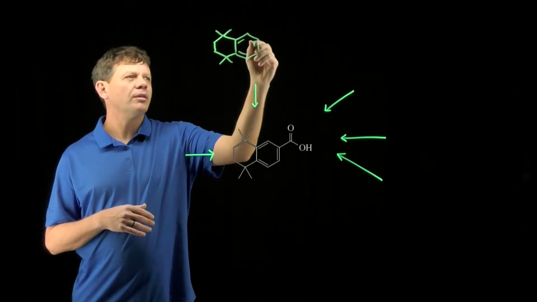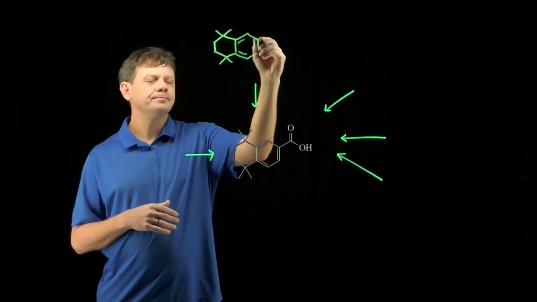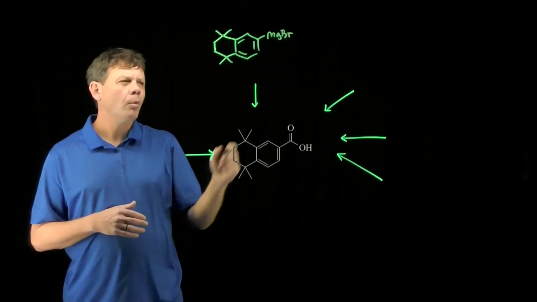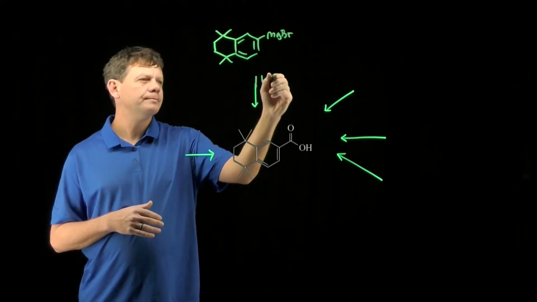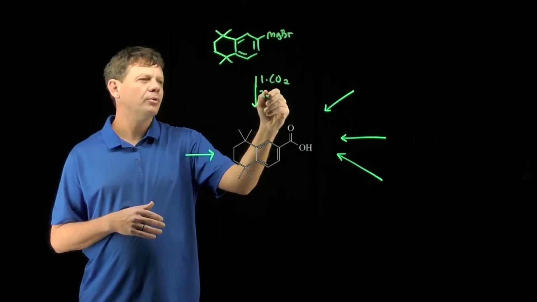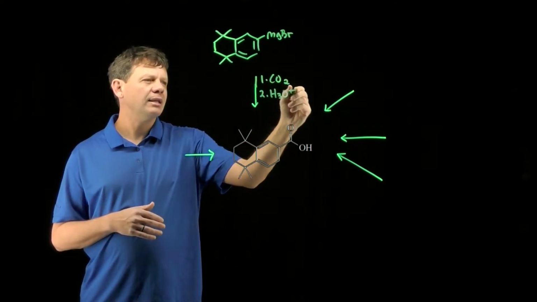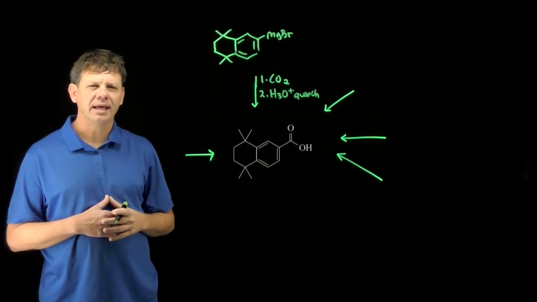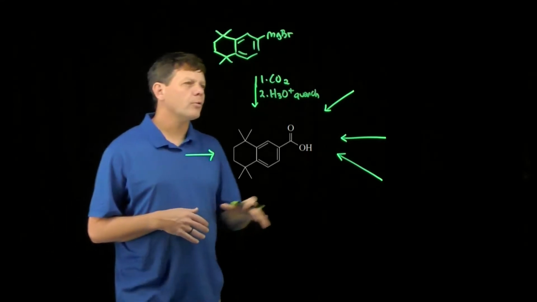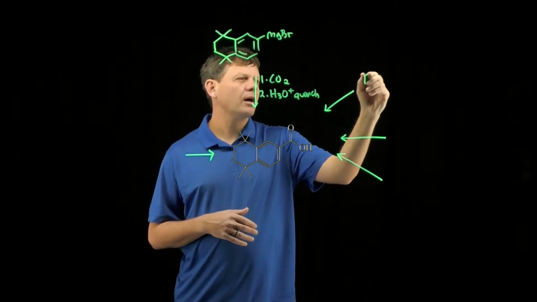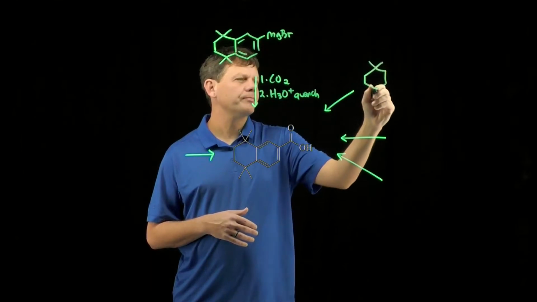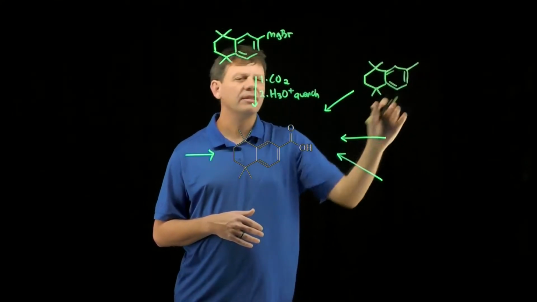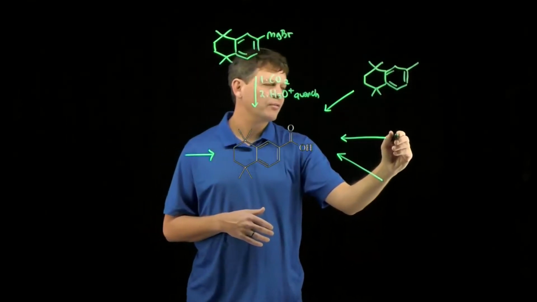So we can start with this Grignard reagent. In step 1, we can react with CO2, and step 2, an acid quench. At the end of that, we should have this carboxylic acid. Over here on the right, we'll put our various oxidation reactions. So we can start really with the methyl group by itself.